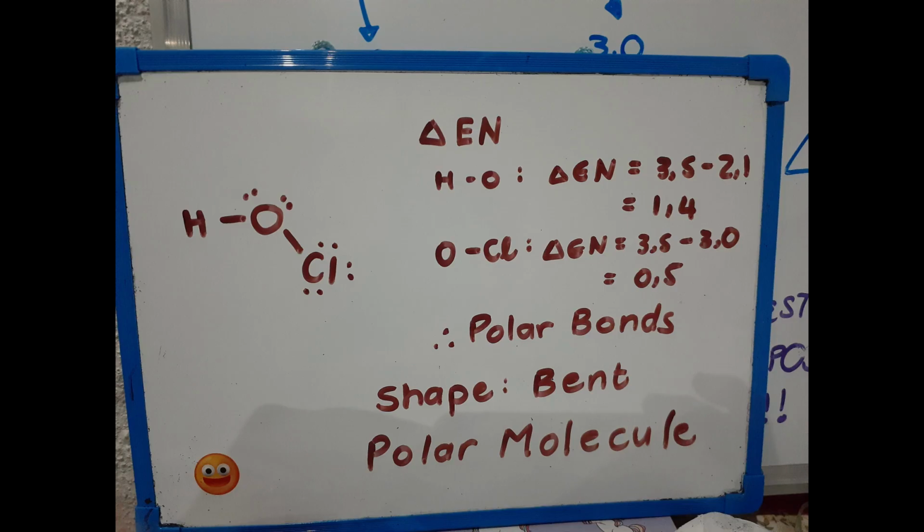HOCl. The difference in electronegativity between the hydrogen and the oxygen is 1.4. The difference in electronegativity between the oxygen and the chlorine is 0.5. So both of those bonds are polar bonds. The shape is bent because there are lone pair electrons on the central atom, and it's a polar molecule. The other thing we can also note with this one is there's an O and an H. Any molecule that has an H and an O bonded together is going to be a polar molecule.